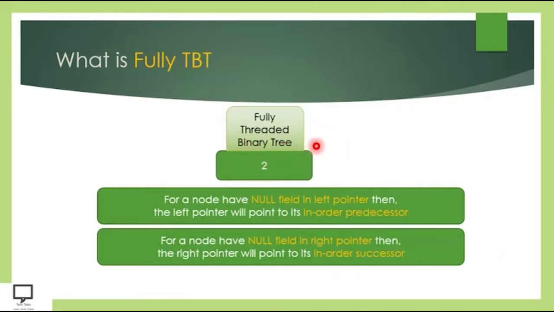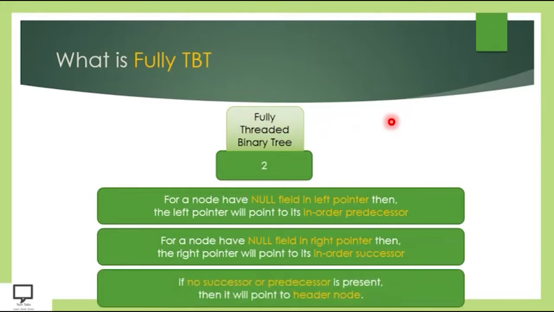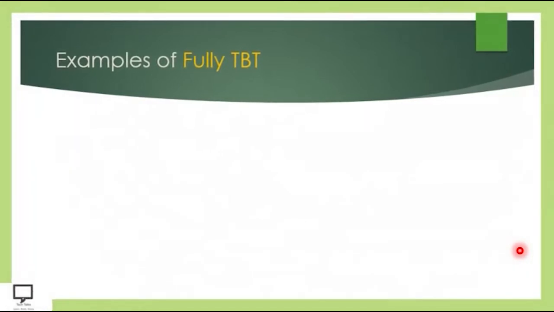As we are taking care of the left pointer as well as the right pointer, if they are null, that's why the name fully threaded binary tree is given. And as I explained previously, if no successor or predecessor is present, then it will point to the header node, which we have already seen in the previous example. So now let's see the example of a fully threaded binary tree.